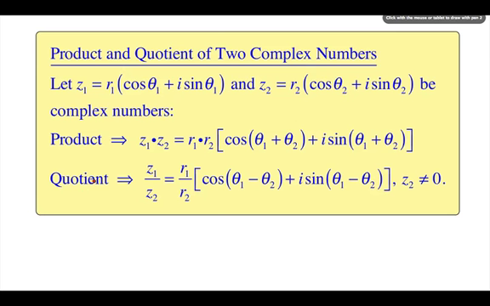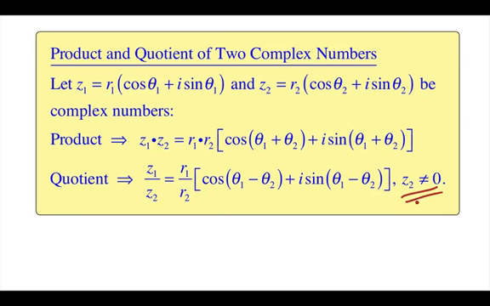The quotient is a little bit different. Instead of multiplying the radius, now you're going to divide them. And then instead of adding the thetas, now you're going to subtract them. Just a little technicality because we want to get rid of the value when it's undefined.